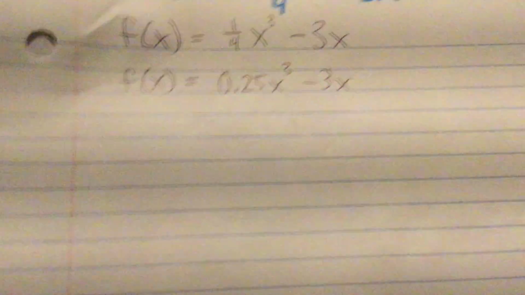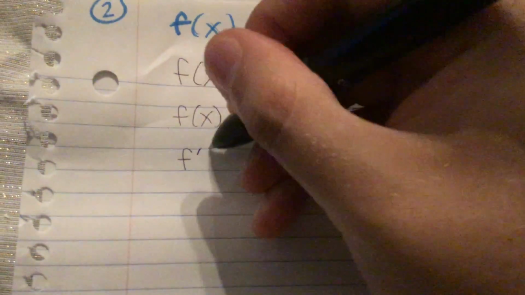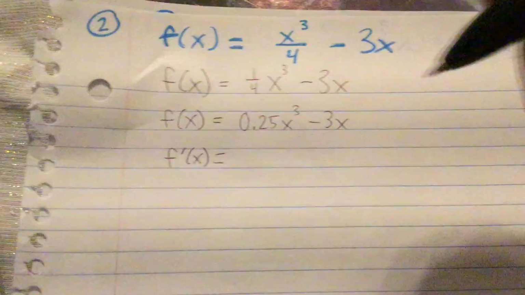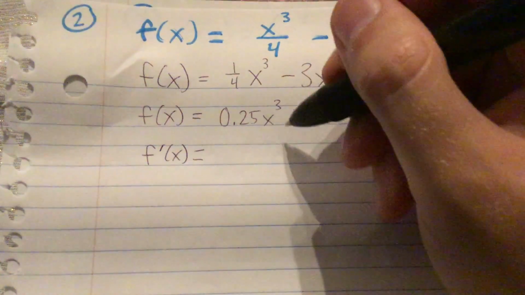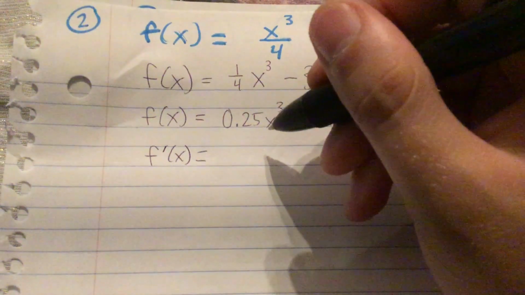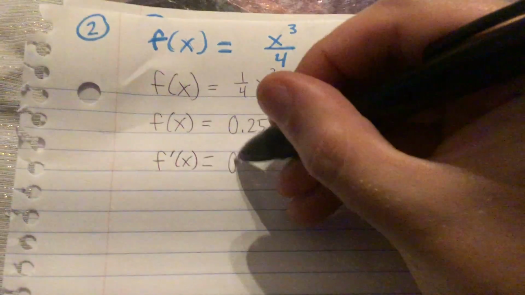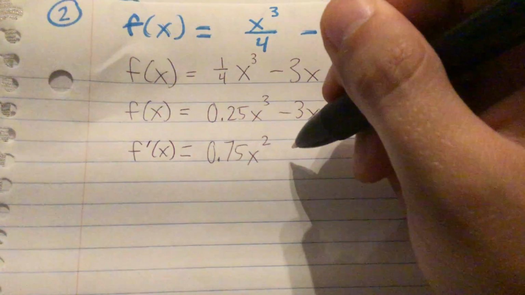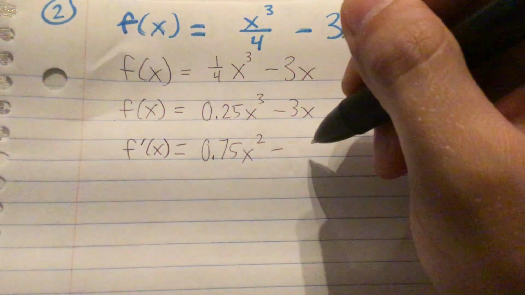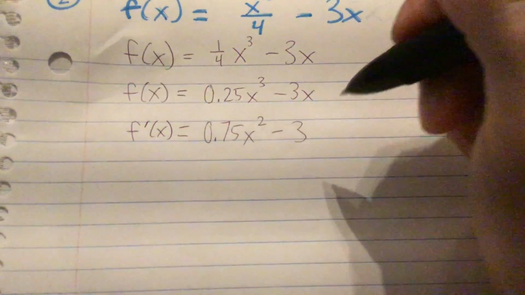Okay. So now, I like to take my derivative, f prime of x. Not too bad, not too bad. The derivative of 0.25 x to the third, well, that'd be 3 times 25 cents. That'd be 75 cents x squared. And then minus the derivative of negative 3x is 3.